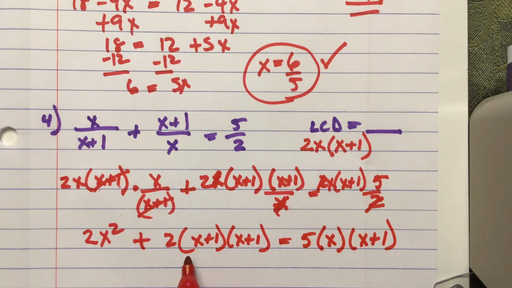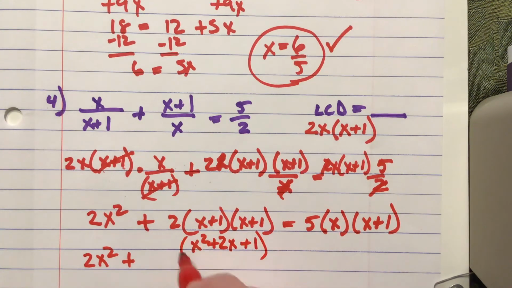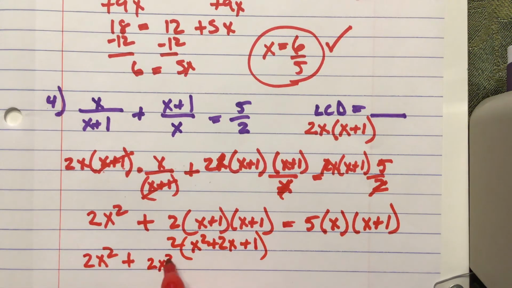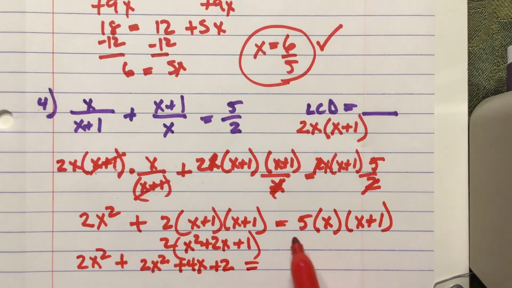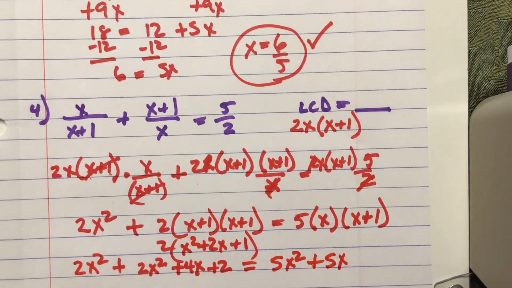Okay, so again, it's fairly long, but we're just going to do our normal operations, and we're going to multiply. We're going to multiply by FOIL here, multiply by the distributive property here. So I have 2x squared plus, when I multiply that, (x plus 1) times (x plus 1), I get x squared plus 2x plus 1 times 2. And I'm going to multiply that out, so that is 2x squared plus 4x plus 2. So that's that second piece right here. And that equals 5x times x is 5x squared. 5x times 1 is 5x.